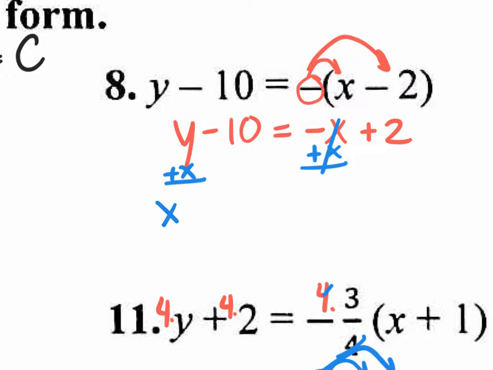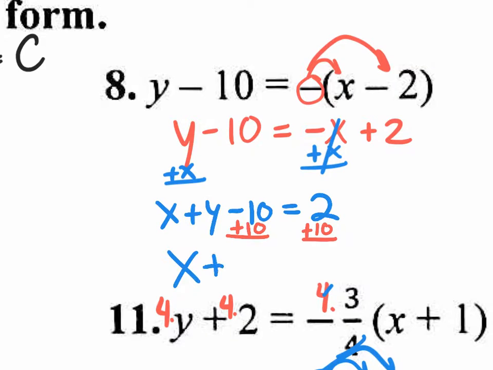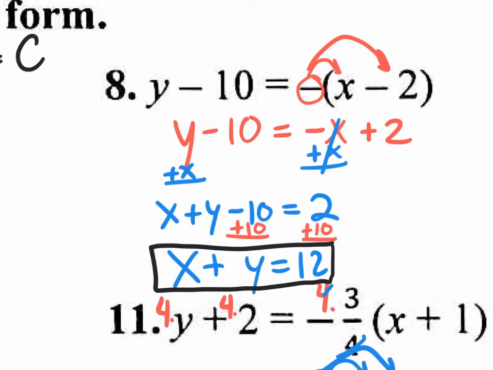So far I have x plus y minus 10 equals 2. So my final step to getting in standard form would be to get rid of that minus 10 by going plus 10 to both sides. So standard form equation is x plus y equals 12. That's it right there. X plus y equals 12.